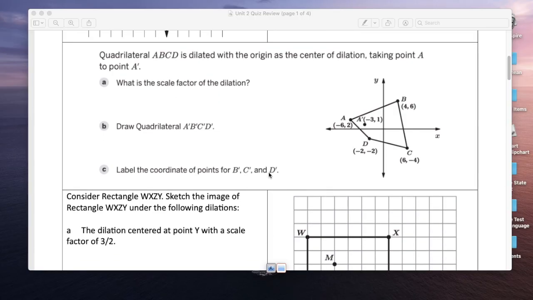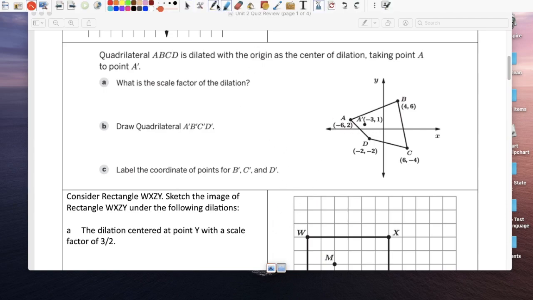Quadrilateral ABCD is dilated with the origin as the center of dilation. So let's go to the origin and put a little 0, 0, a little dot there. So everything has been dilated from this point. So the distance that's dilated is the distance that you are from the center of dilation. So what is the scale factor of dilation? Well, look at point A. Point A was -6, 2.